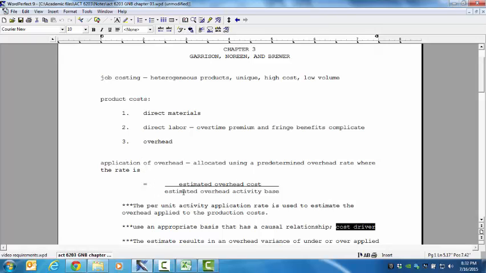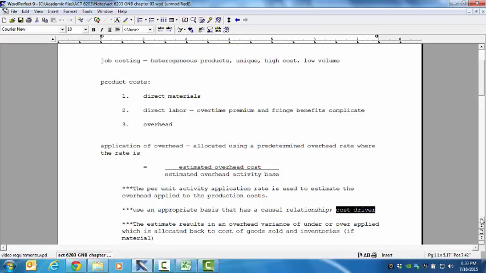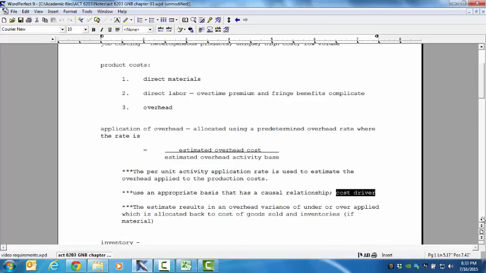Since this is an estimate, I know that an estimate opens the door for error. We try and minimize that error, but it's inevitable unless just by pure luck alone you actually predict it correctly. There's going to be a difference, and we call this a variance. And you could be either over or under applied, and we'll talk a little bit more about that when we start looking at our examples out of the chapter.